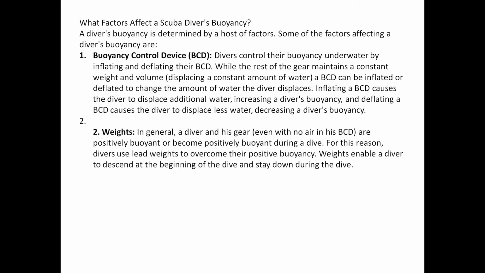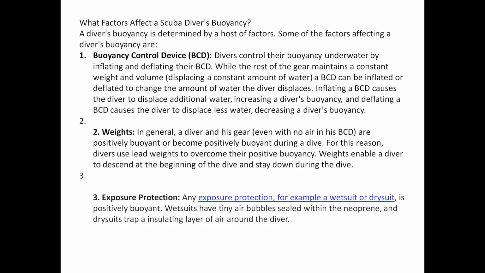Weights. In general, a diver and his gear, even with no air in his buoyancy control device, or BCD, are positively buoyant or become positively buoyant during a dive. For this reason, divers use lead weights to overcome their positive buoyancy. Weights enable a diver to descend at the beginning of the dive and stay down during the dive.